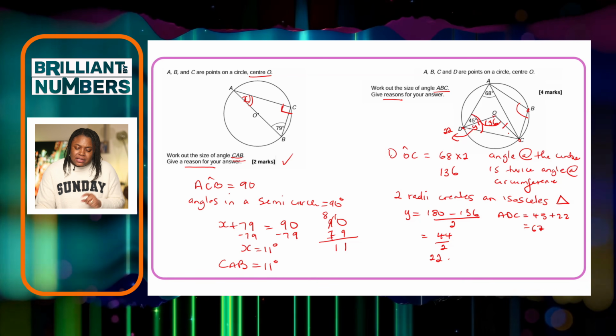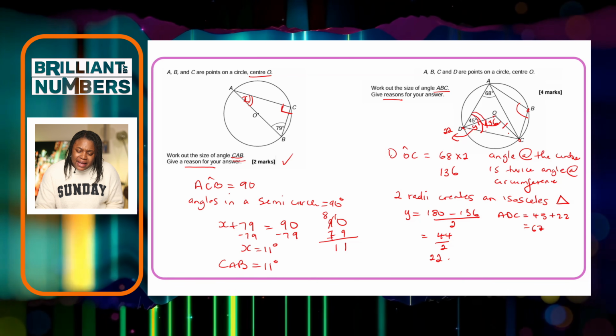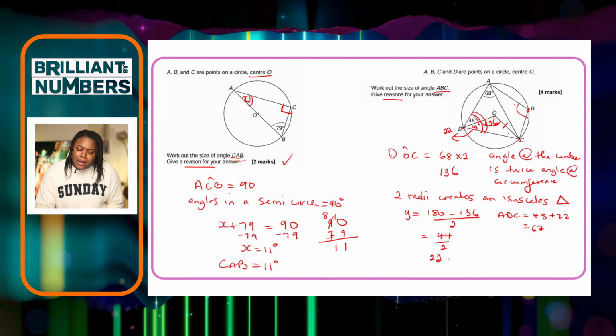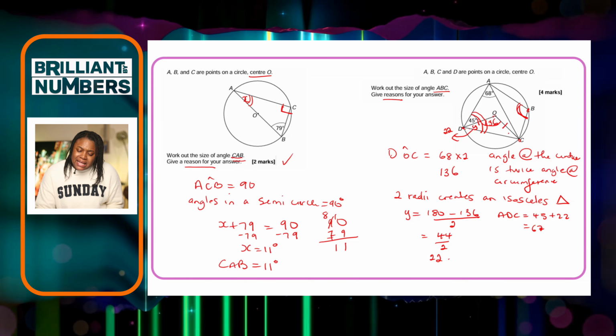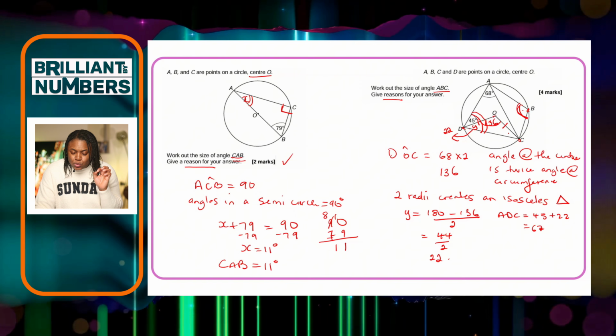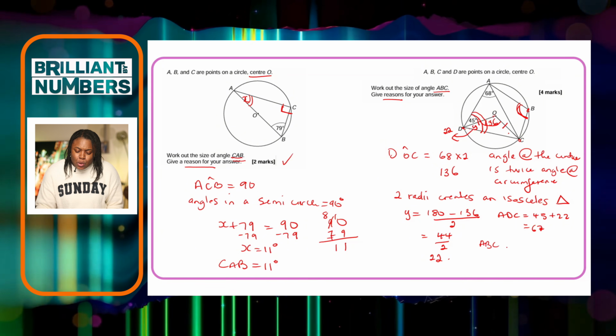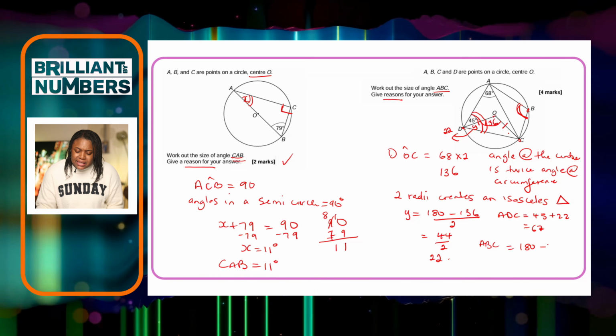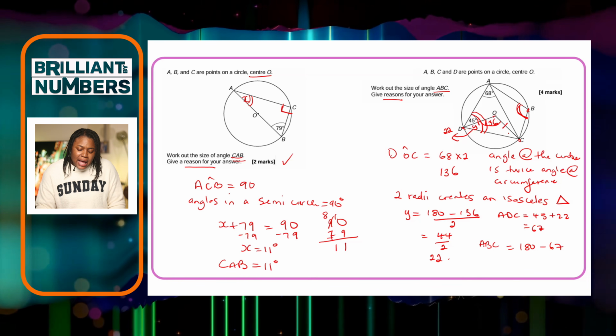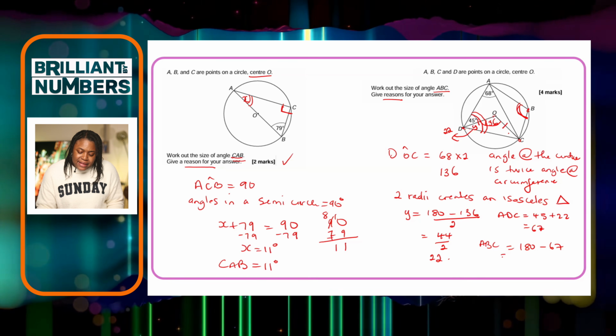So this one is, so we know that the angle here, which we got for 67, plus this one, the opposite angles in a cyclic quadrilateral add to 180. So the angle we are after is ABC, will be equal to 180, take away 67, and you will write that and write the reason.